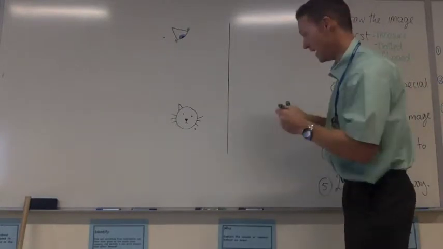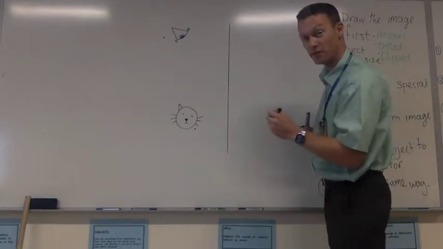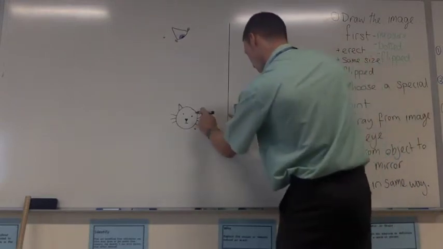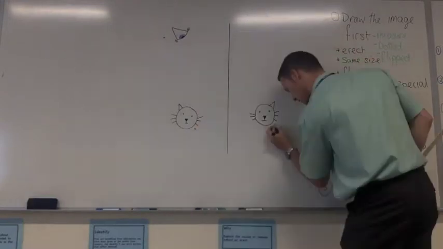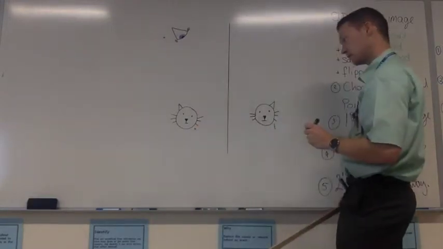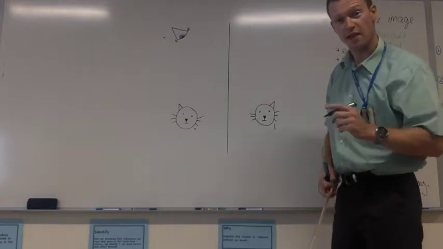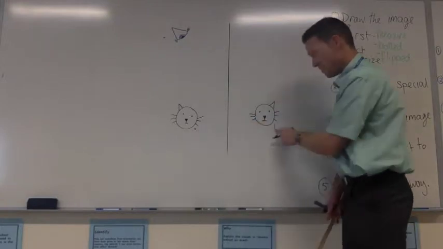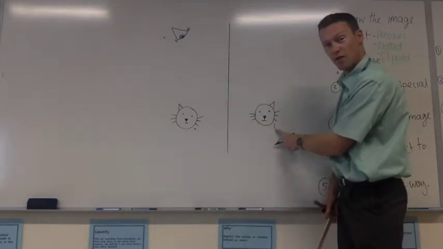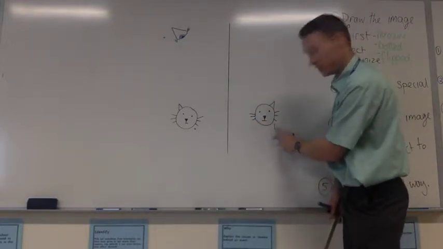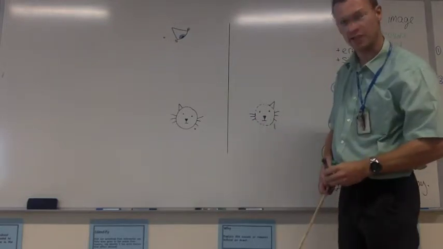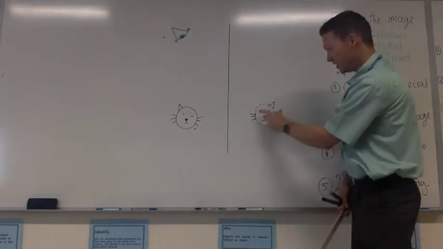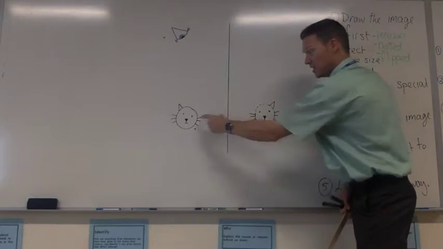So let's draw this cat. I might fast forward this bit for you. Now you can see that I've labelled my object O for object and my image I for image. I've made it dotted. And he's flipped, he's erect, he's standing up, and he's the same size. The distances are the same.